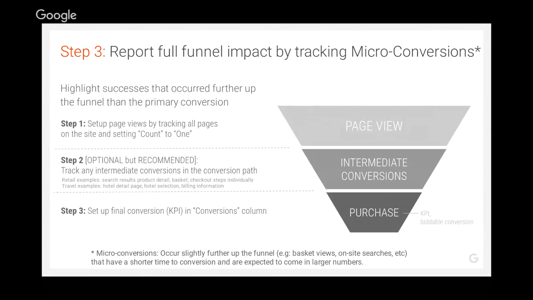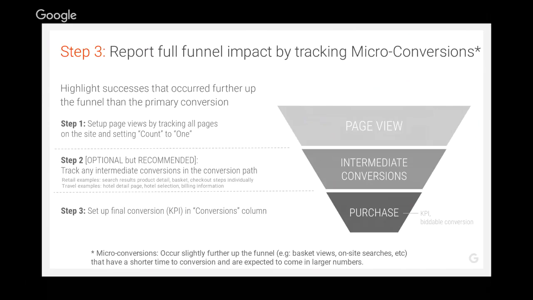If you want to have a more holistic view of the impact of YouTube, you can report the full funnel and by also adding on micro conversions. So the first step here could be to actually track all pages and set up a page view as a conversion, not included in the conversion column, and make sure to set the setting count to 1 so that you don't count every page or every time they go into the same landing page, for example, but do see what kind of impact it has on specific page views.